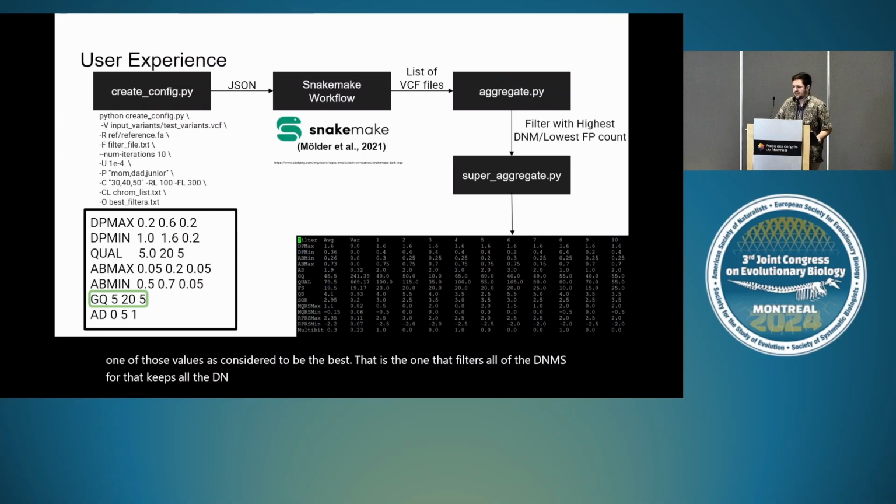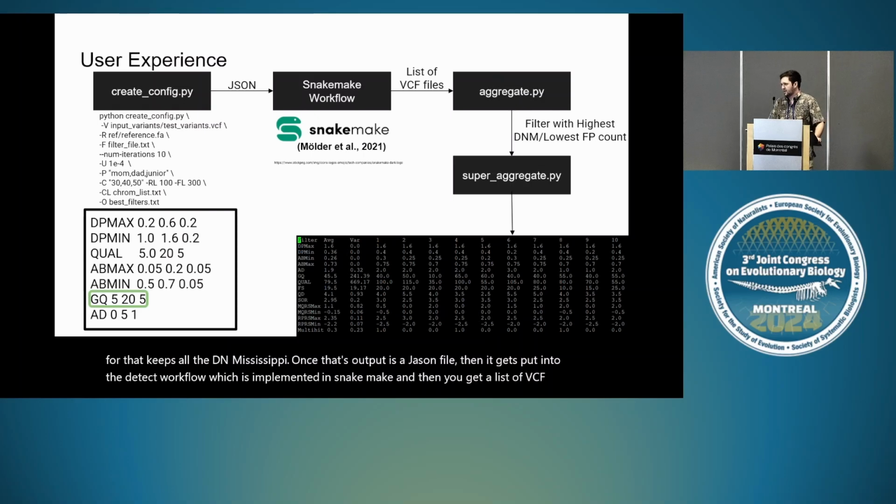Once that's output as a JSON file, it then gets put into the detect workflow, which is implemented in SnakeMake. And then you get a list of VCF files that are then aggregated across iterations, if you so want to run iterations. And then it generates this sort of output here that you see in the bottom right, with the average recommended filter from each of the iterations, the variance, and the value at each one of the iterations that was recommended.